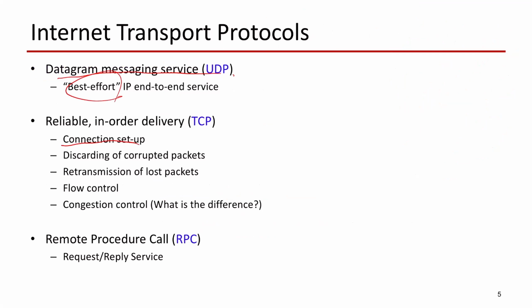TCP has a connection setup, discards the corrupted packets, and does retransmission of the lost packets. And they also do flow control. They also do congestion control. What's the difference between flow control and congestion control? We're going to talk about this in more detail.